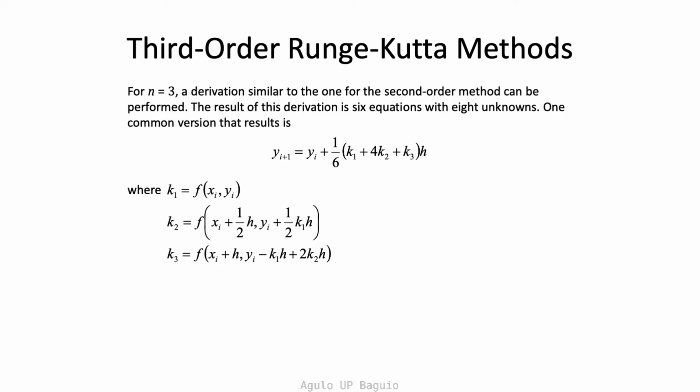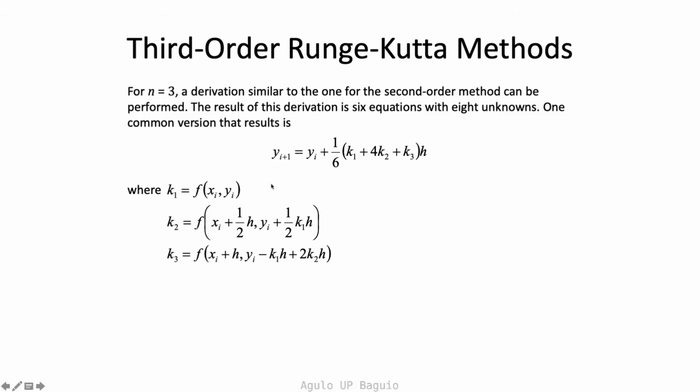In this specific case, you have y sub i plus 1 is equal to y sub i plus 1 over 6 times k1 plus 4k2 plus k3 times h, where k1 is given by this, f of xi, y sub i, k2 is equal to f of xi plus 1/2 h, y sub i plus 1/2 k1h, and k3 is given by f of xi plus h, y sub i minus k1h plus 2k2h.